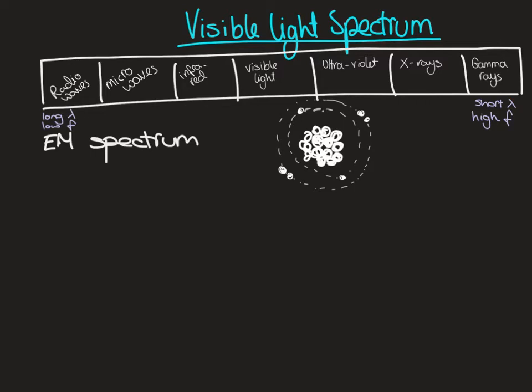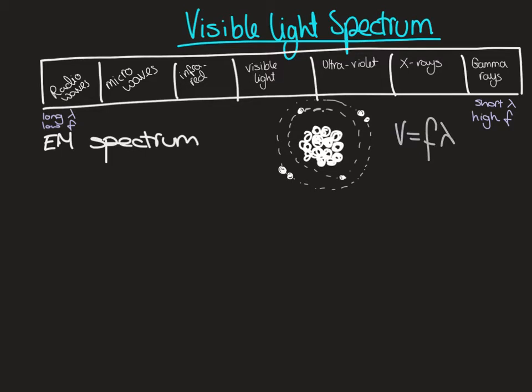And because all of these waves are travelling at the speed of light, they've all got the same speed. If we're decreasing the wavelength from long to short, we must be increasing the frequency from low to high. So radio waves have got a low frequency and gamma rays have got a high frequency. And that is due to the wave equation that we've seen previously of v equals f lambda.